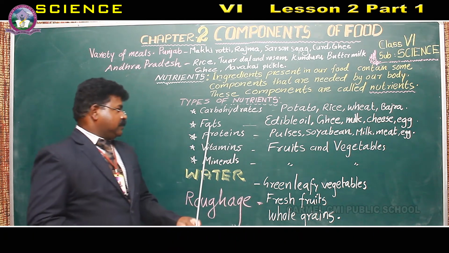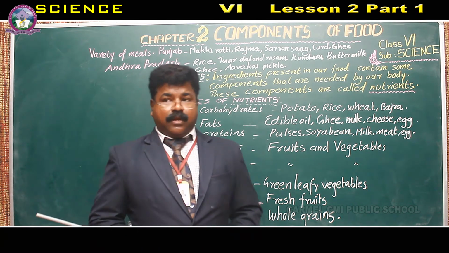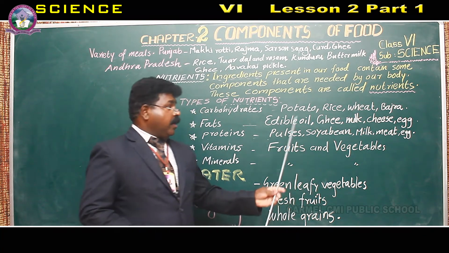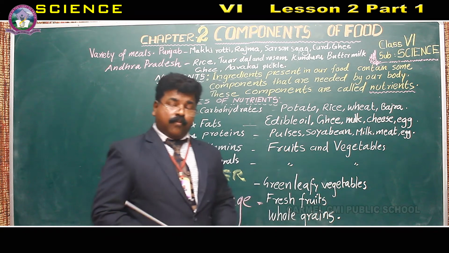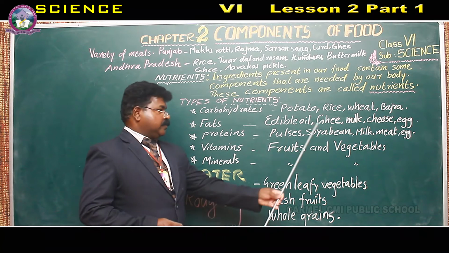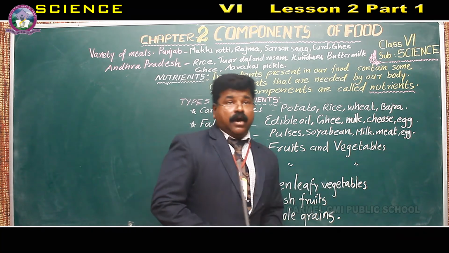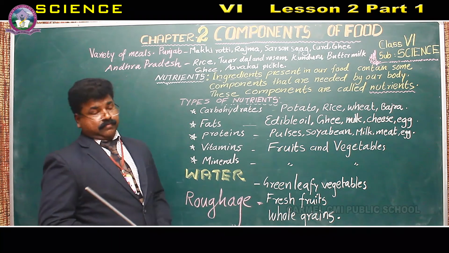So now let us come to fats. Fats are mainly available in edible oils. These are examples of edible oil: ghee, milk, cheese, egg, etc. A larger amount of fats is available in these. Then pulses, soya bean, milk, meat, egg, etc. are examples of protein-containing food items.